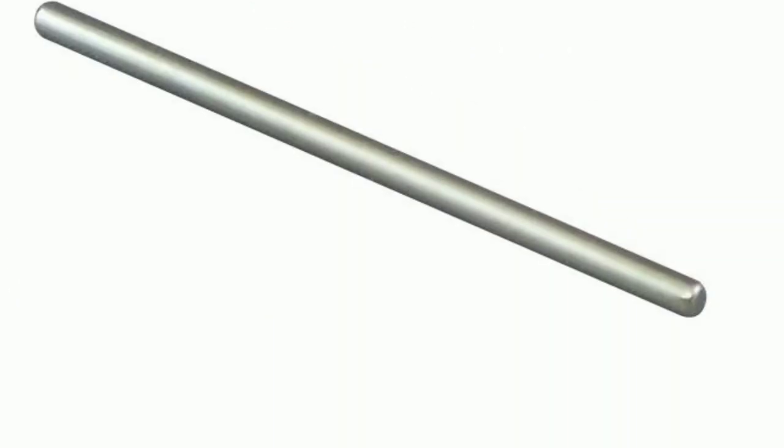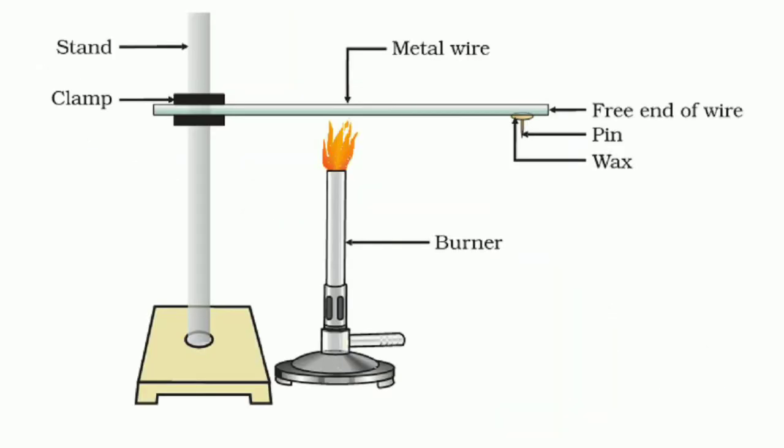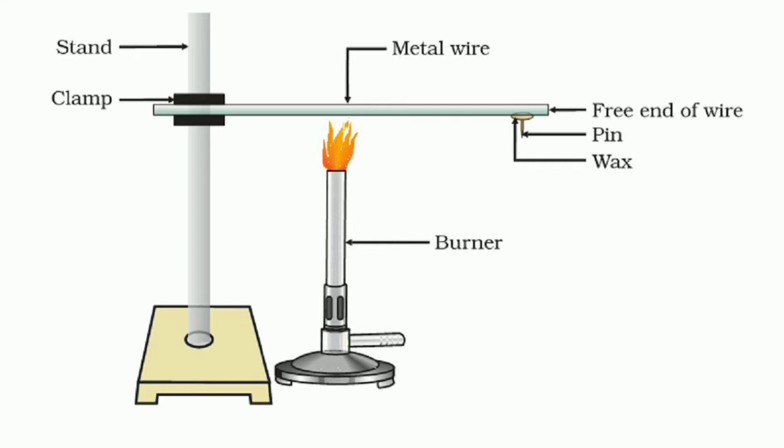Activity 5. Take an aluminum or copper wire, clamp this wire on a stand as shown in figure 3.1. Fix a pin to the free end of the wire using wax. Heat the wire with a spirit lamp, candle or a burner near the place where it is clamped. What do you observe after some time? Note your observation. Does the metal wire melt?